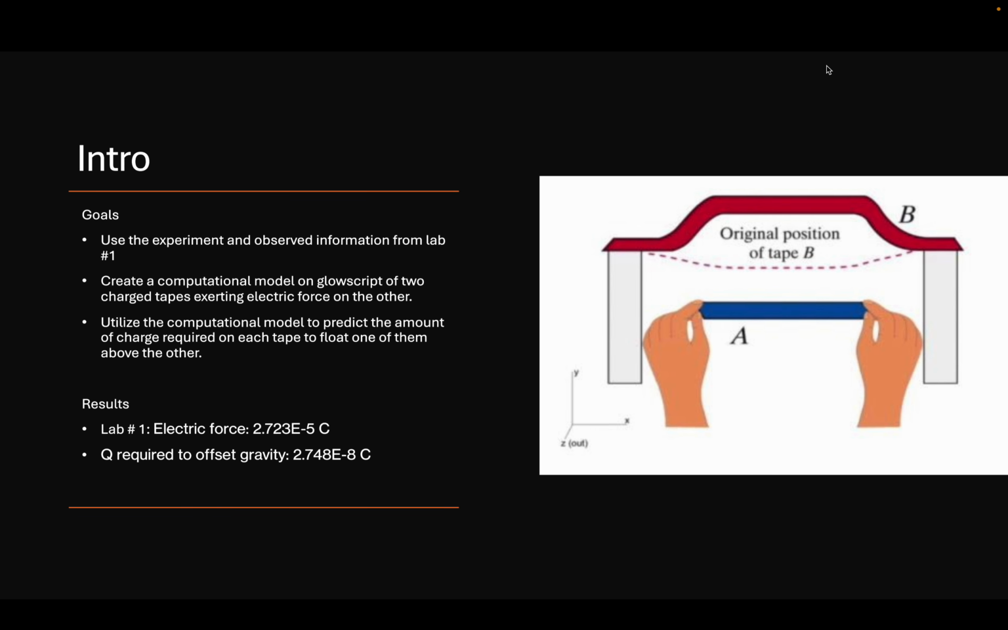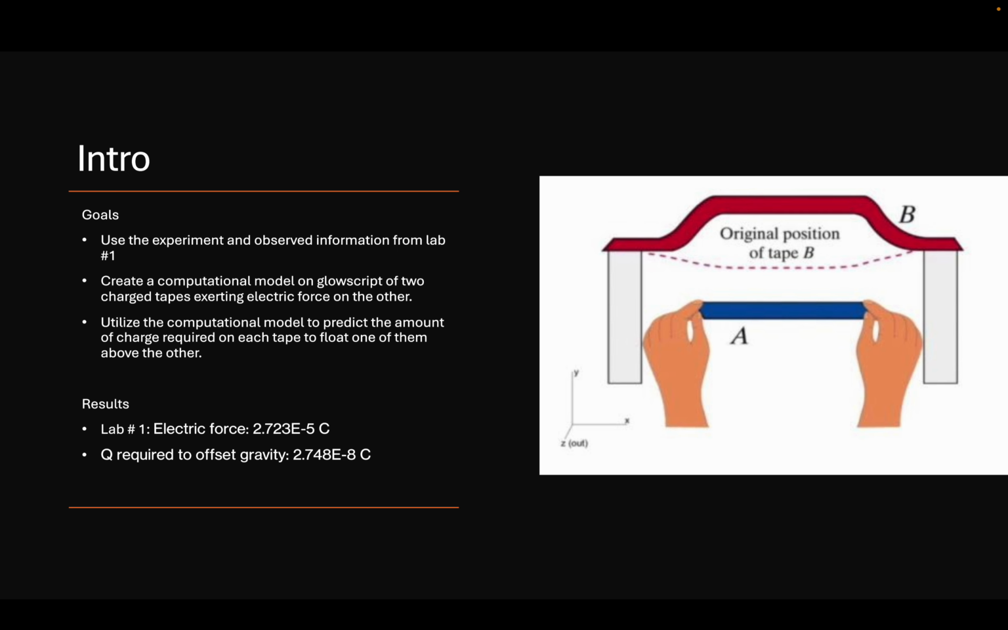Intro. The goals of this experiment were to use the experiment that we conducted in Lab 1 and the observed information to create a computational model on GlowScript of two charge tapes exerting electric force on each other. And we want to utilize the computational model to predict the amount of charge required on each tape to float one of them above the other.